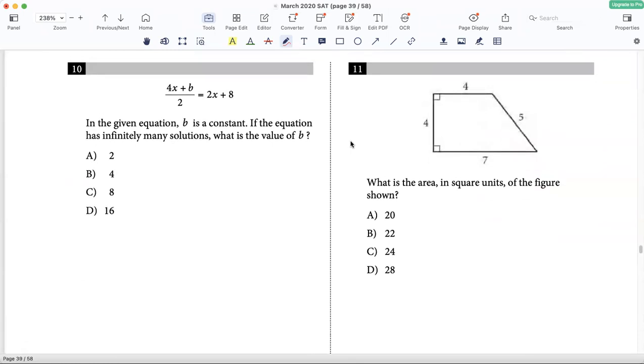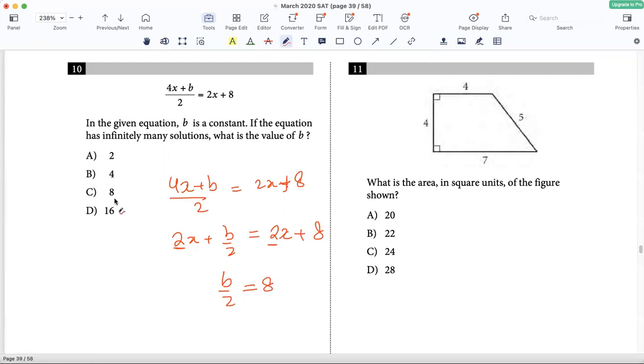In the given equation, B is a constant. If the equation has infinitely many solutions, what is the value of B? So 4x plus B by 2 is 2x plus 8. So for the equation to have infinite solutions, the coefficients of x should be equal and the constant terms should be equal. So B by 2 should be 8. So B is 16.